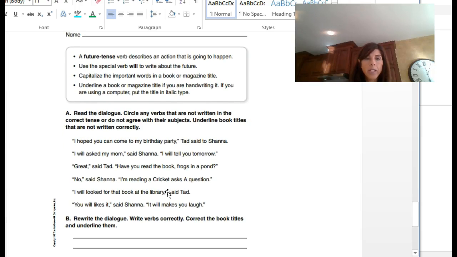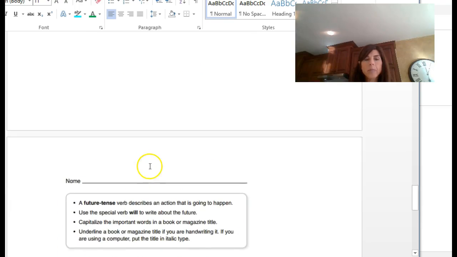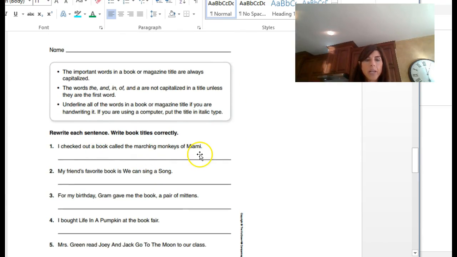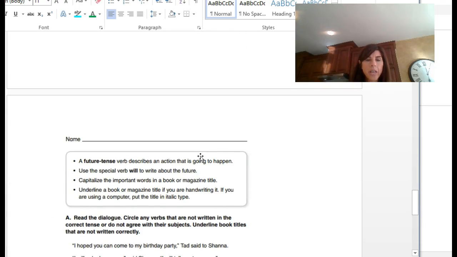Again, we're looking at future tense verbs. Describe an action that's going to happen. And we can use the word will to show that something's going to happen in the future. We're going to practice capitalizing important words in the book or title in this paragraph and underline a book or magazine title if you're handwriting it. So remember, we need to underline. That was another thing up here. Go ahead and you can underline it because titles are underlined, okay?